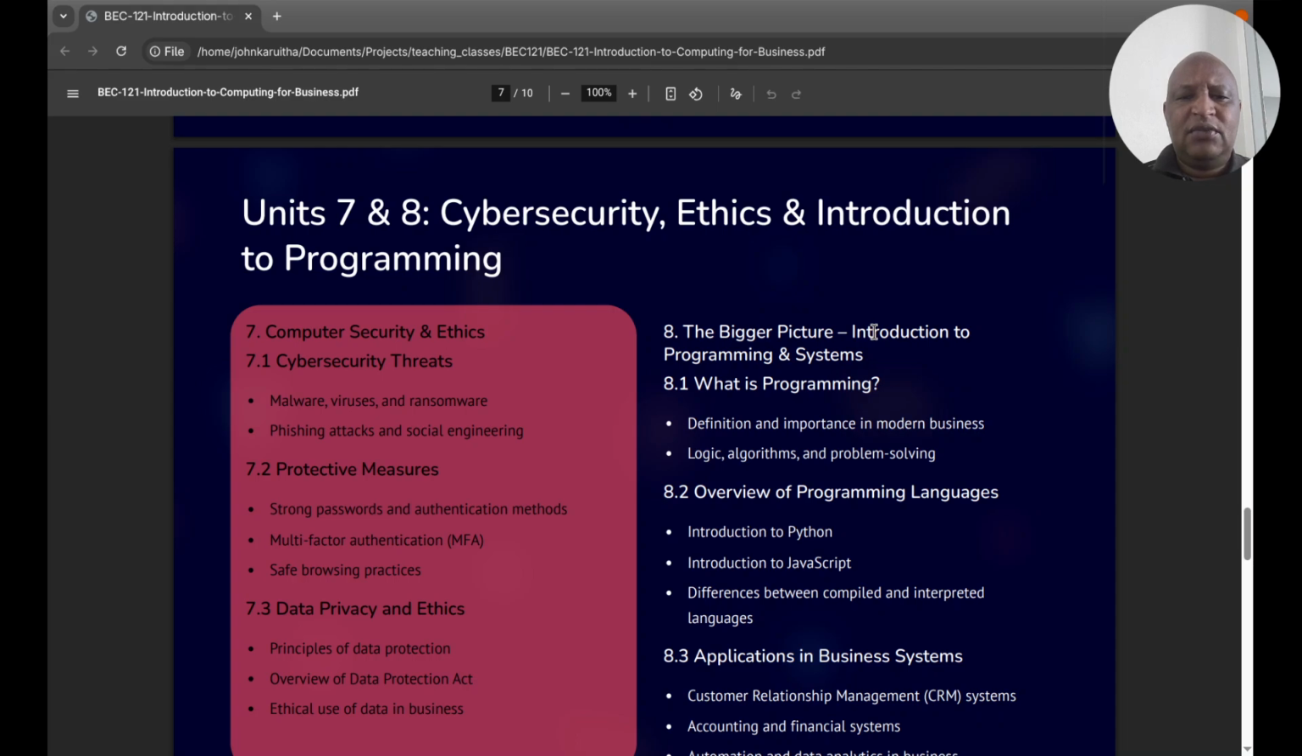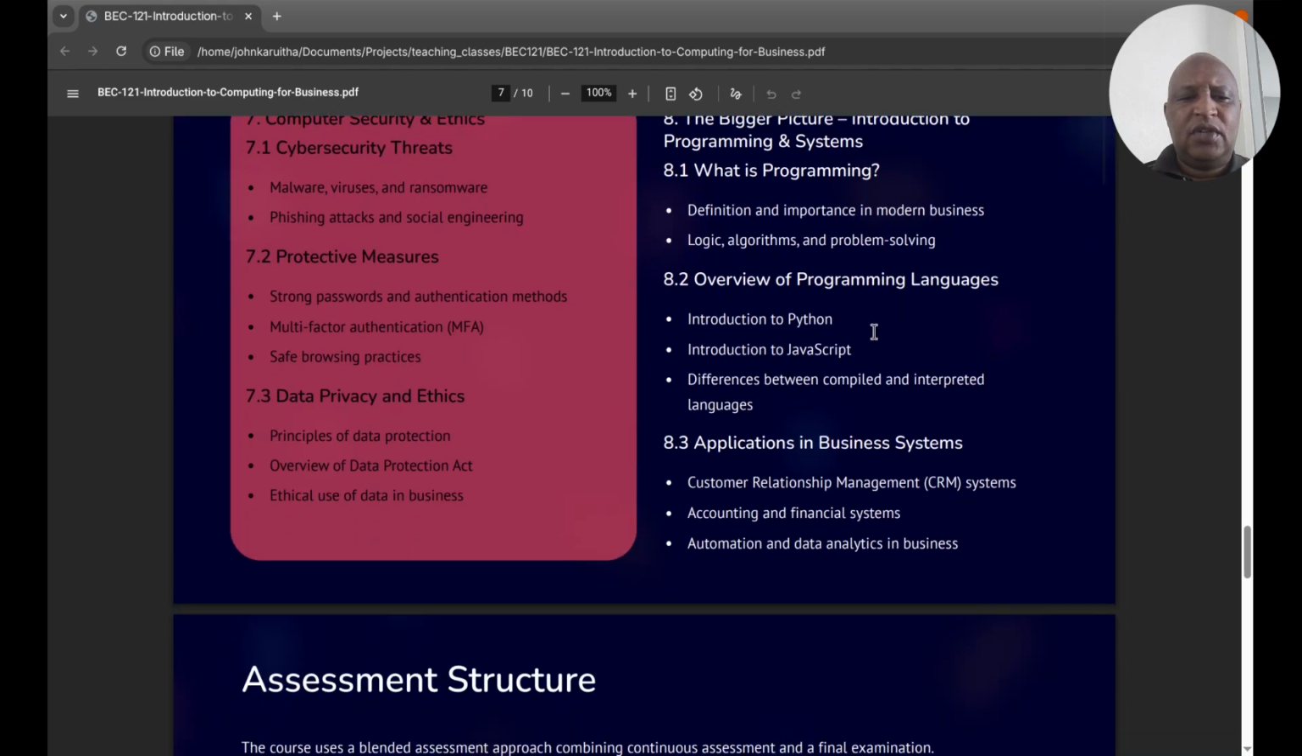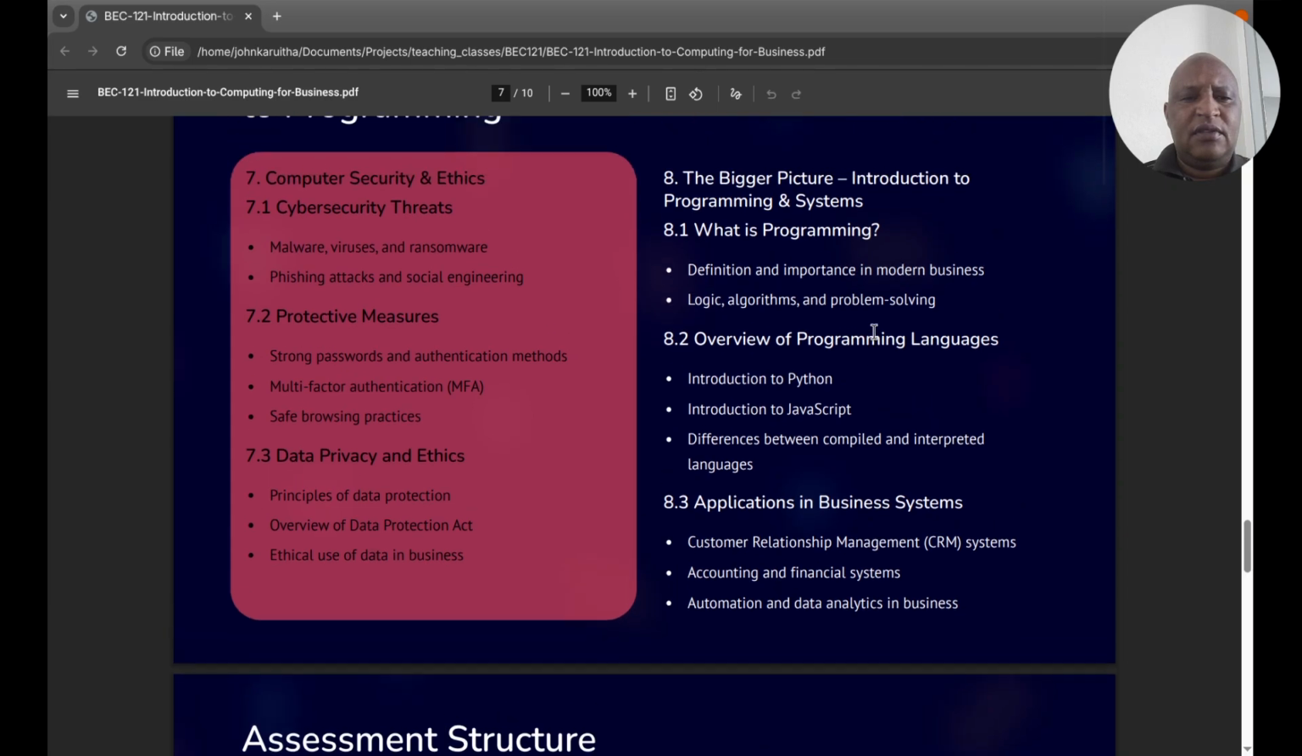Units 7 and 8, we are going to look at cybersecurity, ethics, and introduction to programming. Here we are going to look at the threats. When you're using your computer, what are the things you should be on the lookout for? Somebody who sends you an email, you don't know them, they are telling you to click on that link. You should be very careful about that. Then you are going to look at protective measures and data privacy and ethics.